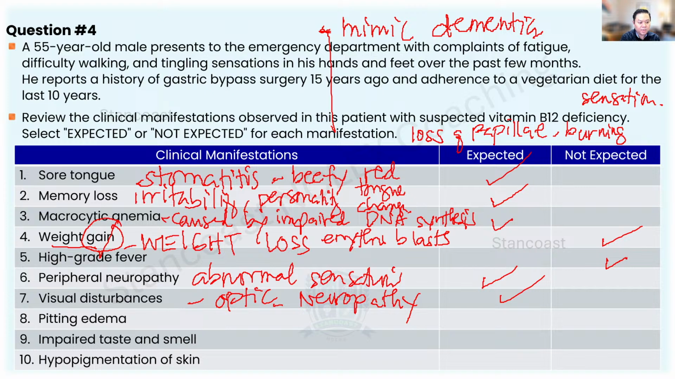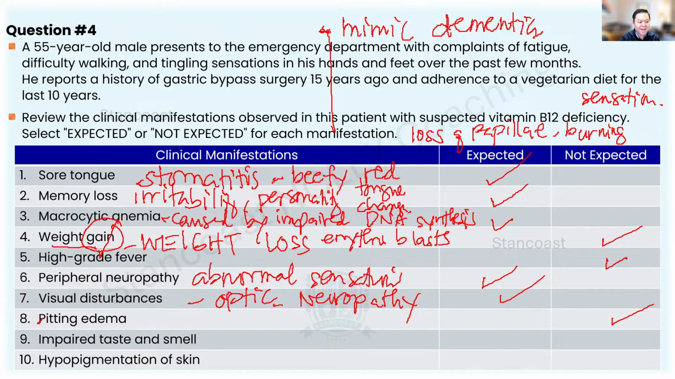What about number 8? Pitting edema. Is pitting edema a manifestation? No, it isn't. It's not typically associated with vitamin B12 deficiency, marking that as not expected. Pitting edema can occur in severe cases of anemia or, let's say, heart failure, but not in this stage.